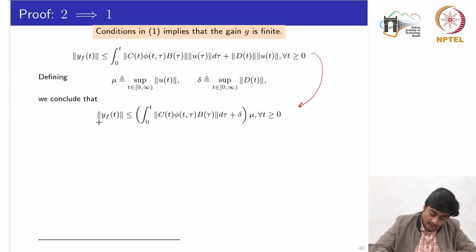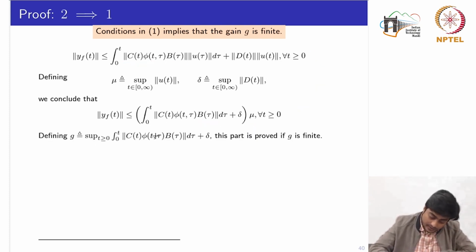Let's say the norm of the signal yf is less than or equal to the integral. This part would come as it is. Now if I take the supremum of this one, which is mu, the norm of the signal yf would also be less than mu and delta. So this part comes here as delta, and I have taken the mu common out of this complete equation. Right?